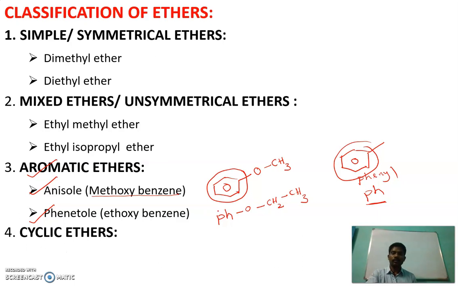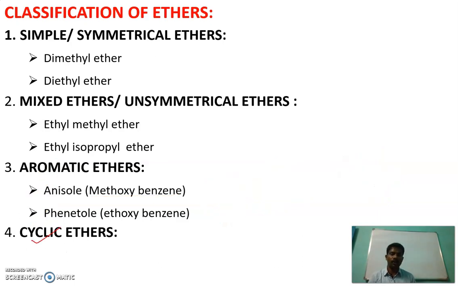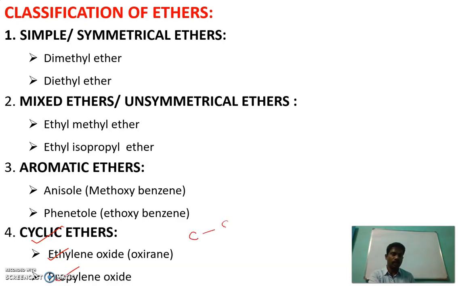Next, cyclic ethers. The name itself indicates these are ethers with a ring structure. Examples for cyclic ethers are ethylene oxide and propylene oxide. Structure for ethylene oxide: ethylene oxide has 2 carbons and a ring structure. So in total it's a 3-member ring. This ethylene oxide is also called oxirane.